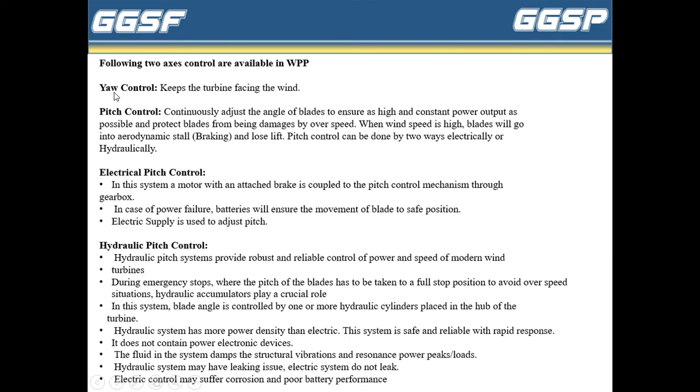First we discuss the yaw control. It keeps the turbine facing the wind, meaning the function of the yaw control is to keep the turbine facing the wind. Then what is the pitch control? It continuously adjusts the angle of the blade to ensure as high a constant power output as possible and to protect the blade from being damaged by overspeed.